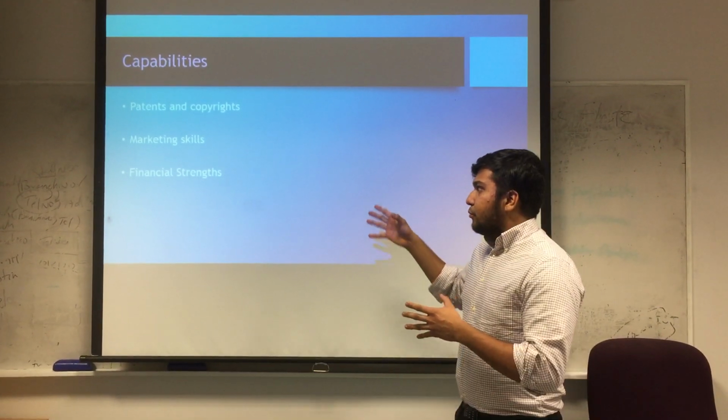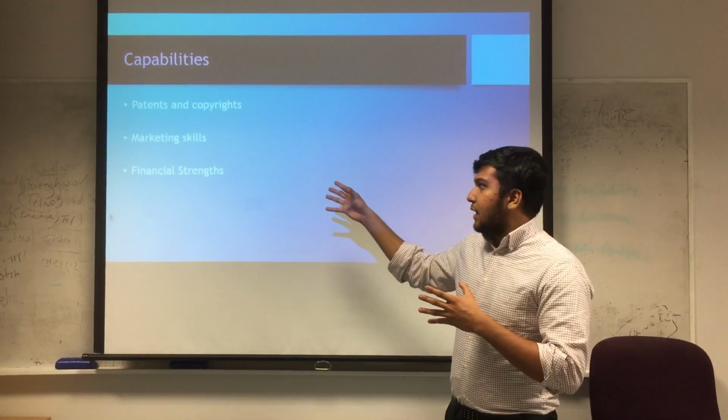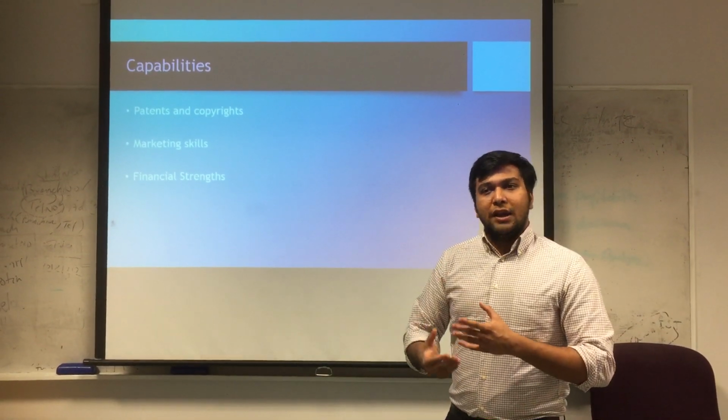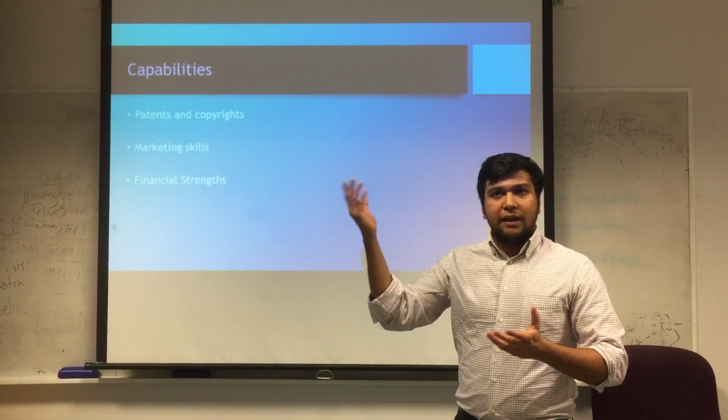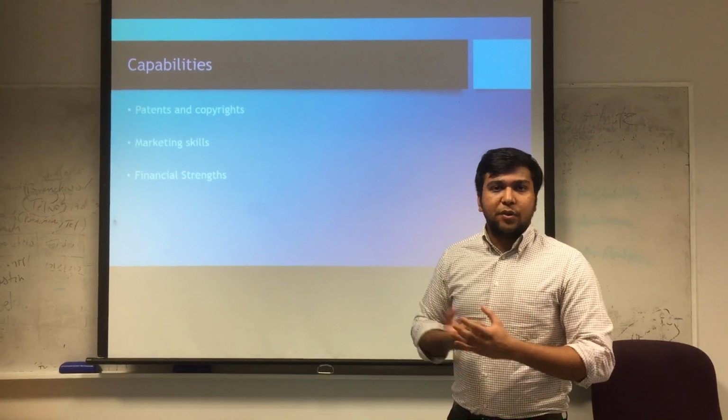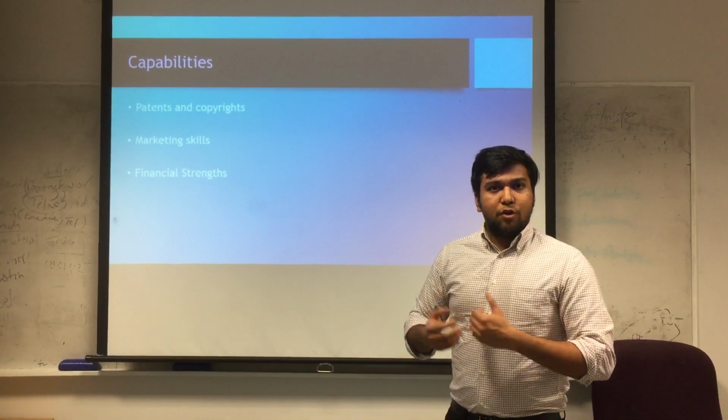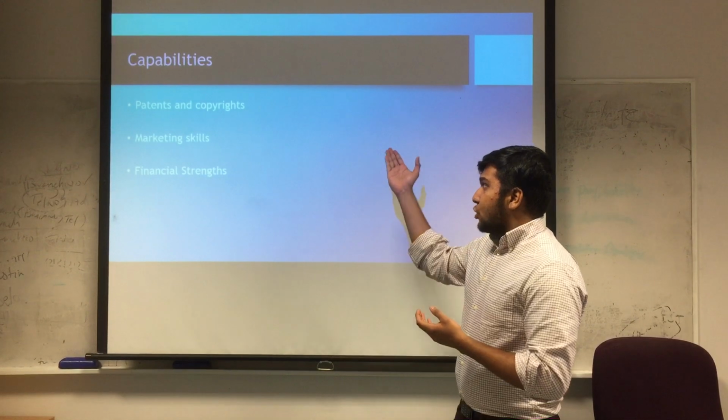Moving on, the capabilities. In the capabilities, it's mainly related to financial strengths, like how far can this business go? If they're making $5 million now, can they make $20 million next year? It's pretty unrealistic, but it's good to be optimistic as well. And then patents and copyrights as well.